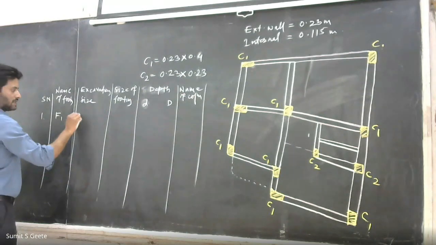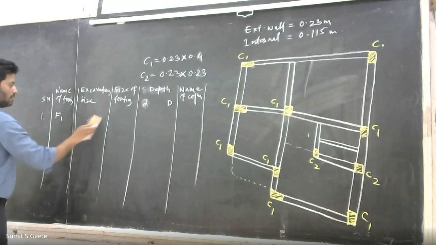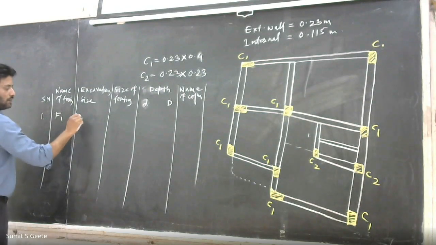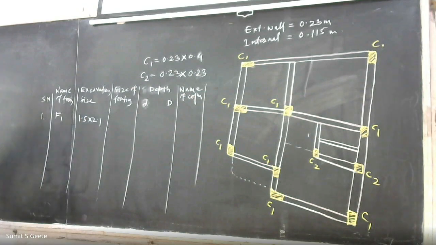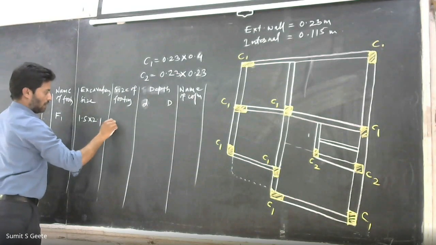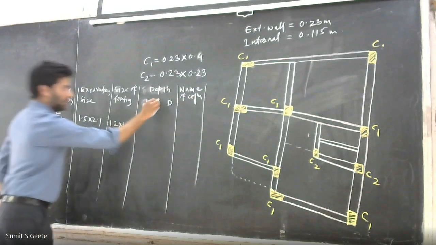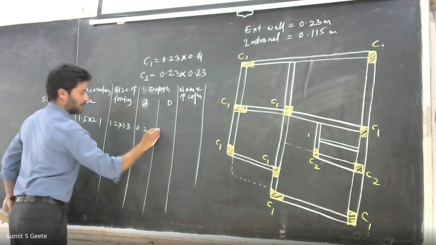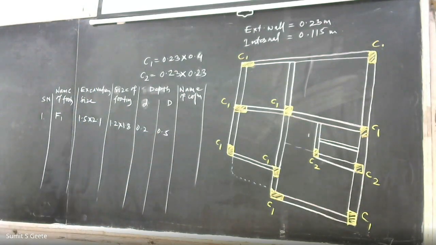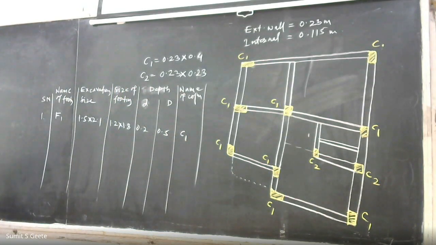So serial number 1, say footing F1. The size of excavation is say 1.8 by 1.5. Then size of footing is 1.2 by 1.8. Then small d and capital D. Small d is 0.2, capital D is 0.5. And over this F1, we are supporting C1 column.